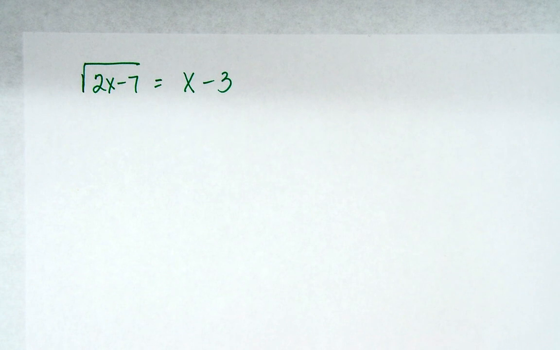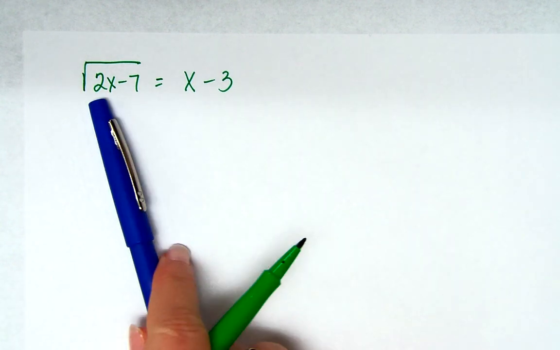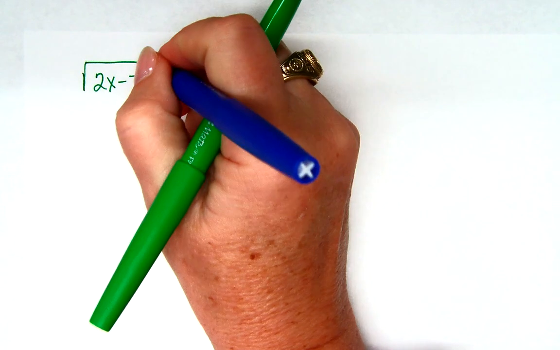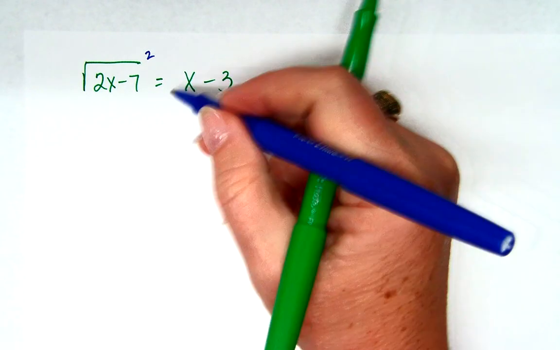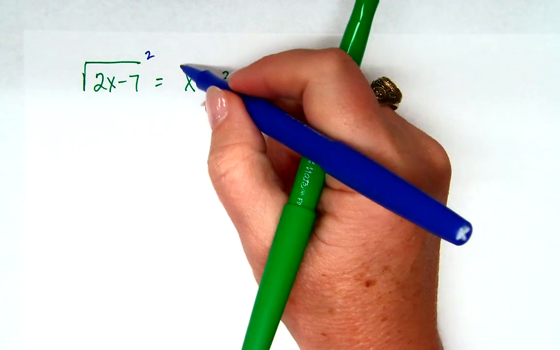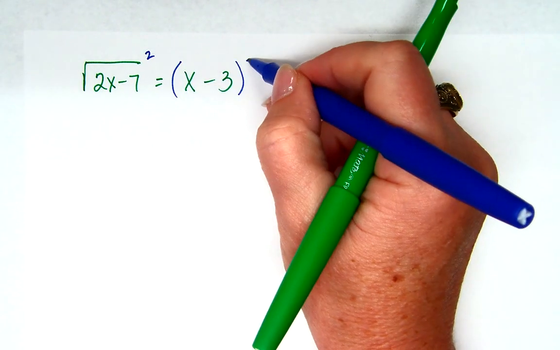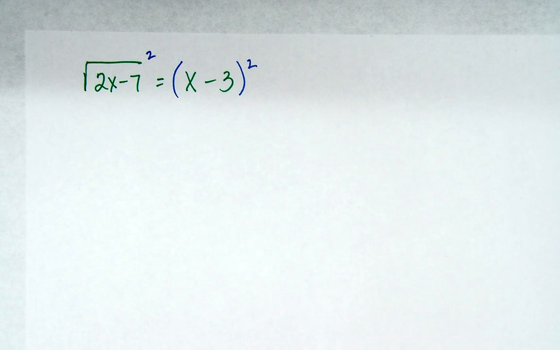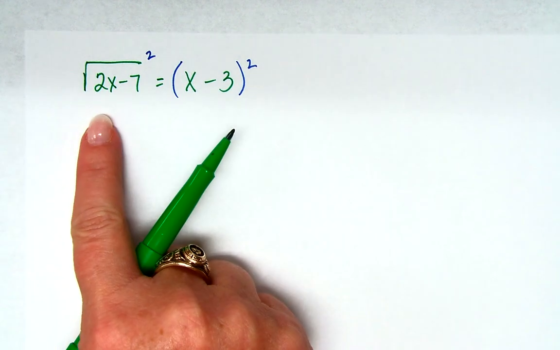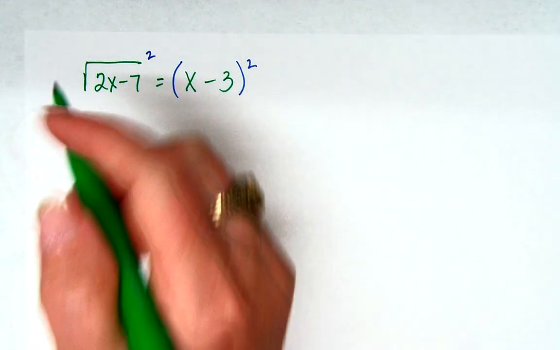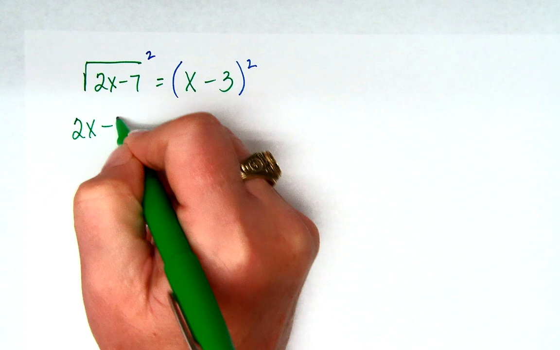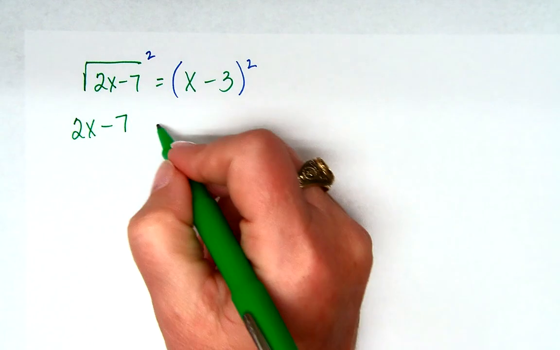First step, isolate the root. Okay, done. Now what? How do I undo a square root? Square it. What do I square on this side? All of it. That's exactly right. I have to square all of it. So on the left-hand side, what do I end up with? 2x minus 7. What do I end up on the right-hand side, though?